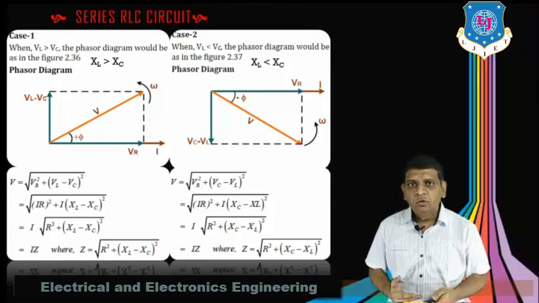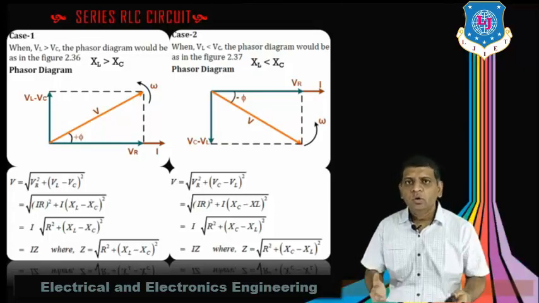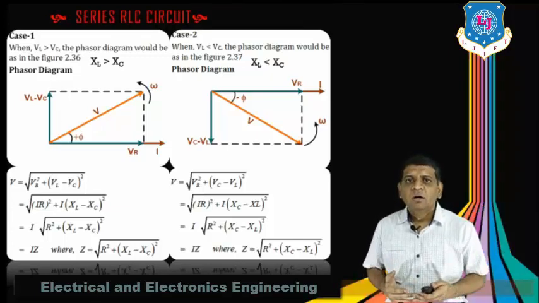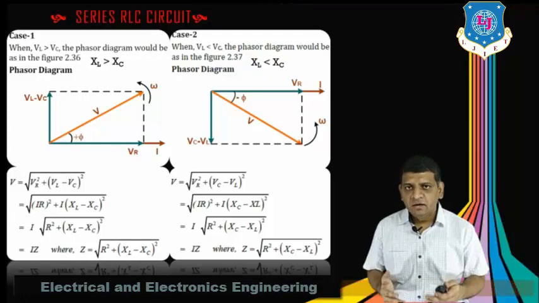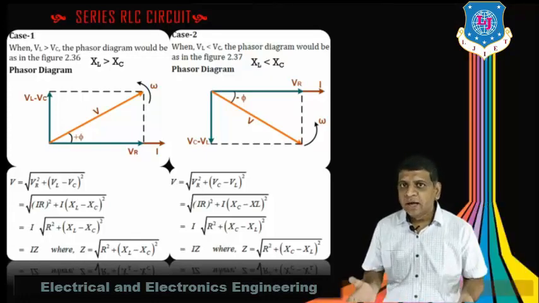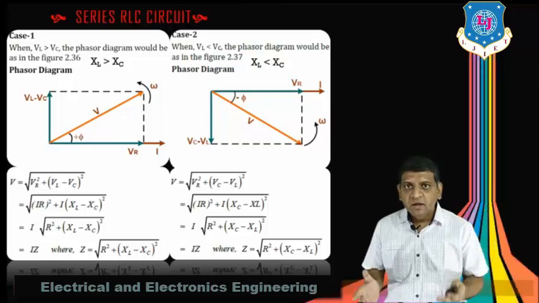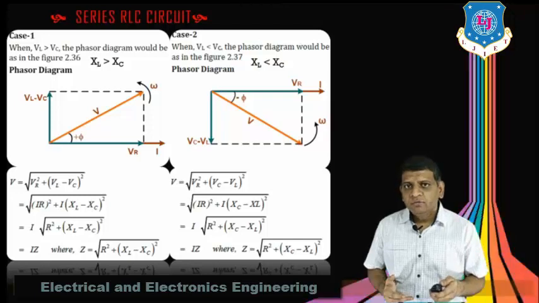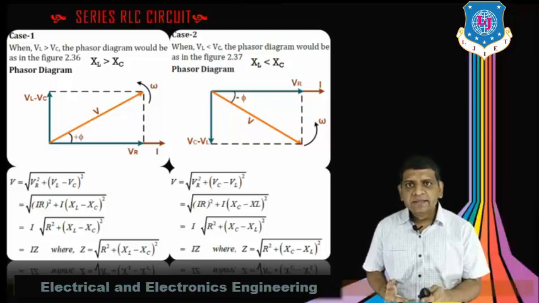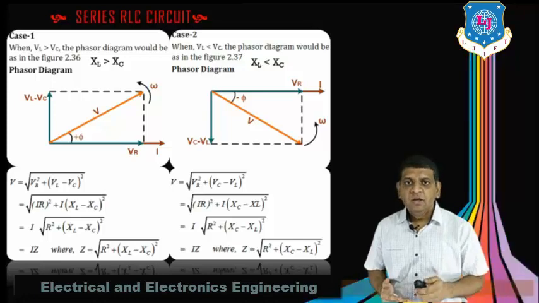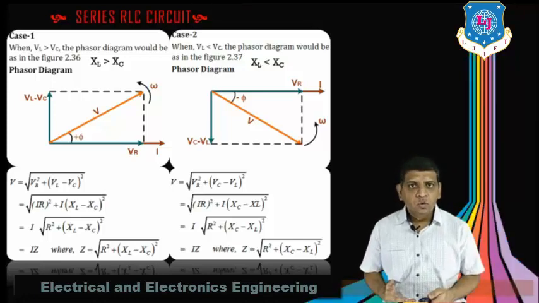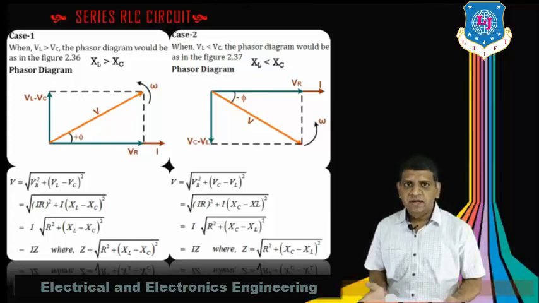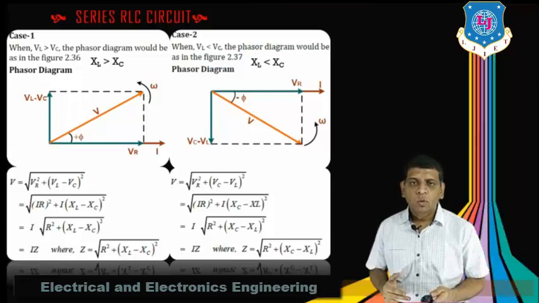But if you check case number 2, V is equal to under root VR square plus VC minus VL of whole square, right? So from this I can write VL is equal to I into XL and VC is equal to I into XC. Then you can find the equation V is equal to I under root R square plus XC minus XL square. Since here you can take the impedance Z is equal to under root R square plus XC minus XL square, then V is equal to I into Z. This is the common equation for case number 1 and case number 2.